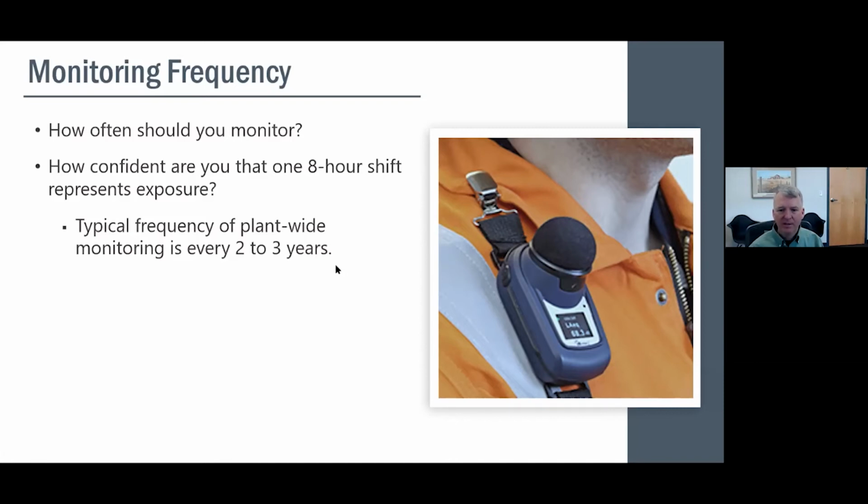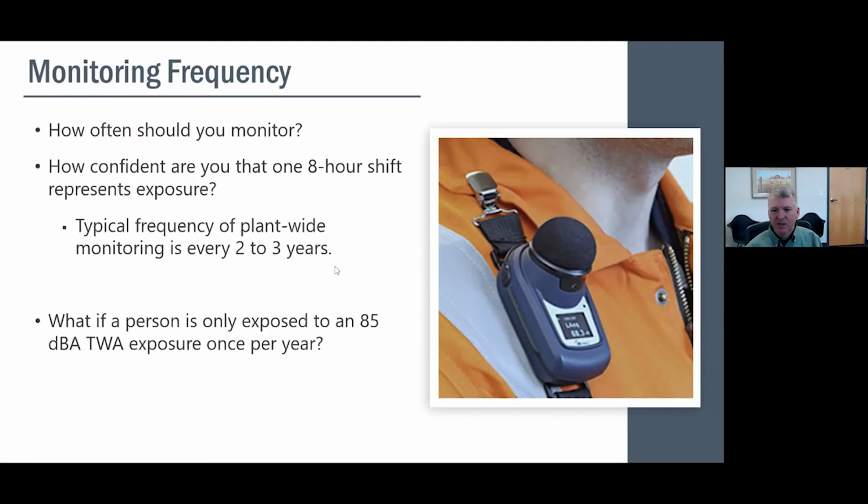So one other thing: what if a person is only exposed to an 85 dBA time-weighted average exposure once a year? Would that person have to be included in a hearing conservation program? There's a letter of interpretation from OSHA that says yes, that even if that person is exposed to an 85 decibel dBA time-weighted average exposure literally once a year, they would have to be included in the hearing conservation program. Now, from a health perspective, that really doesn't make sense, but that is OSHA's position on that.